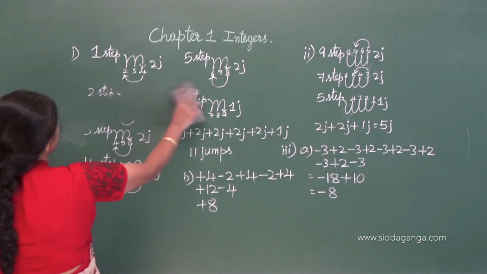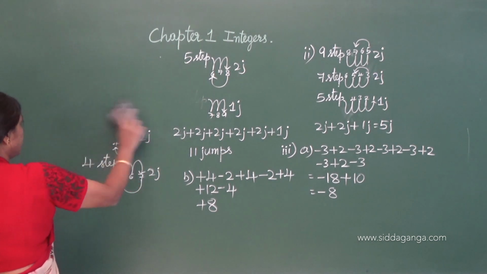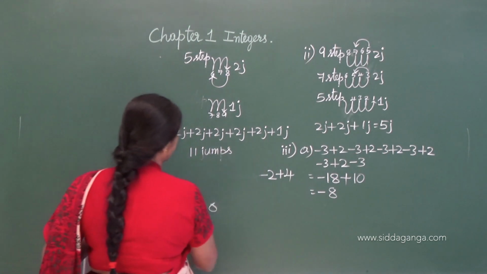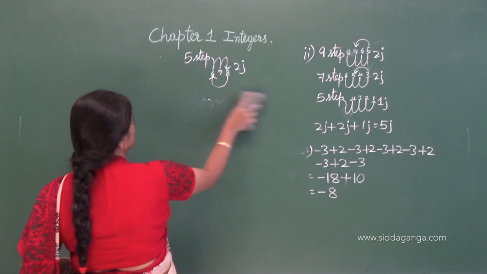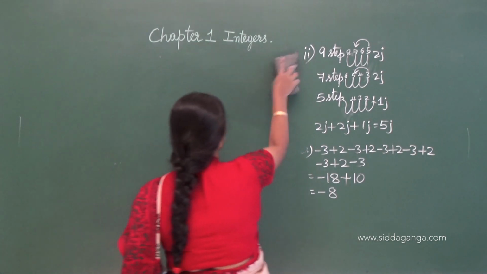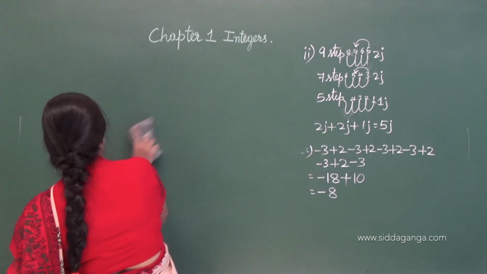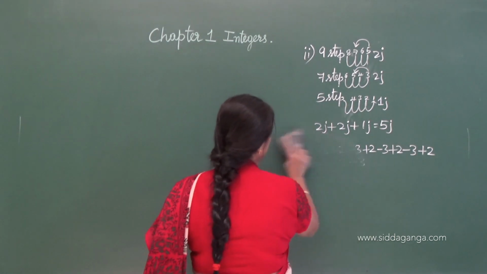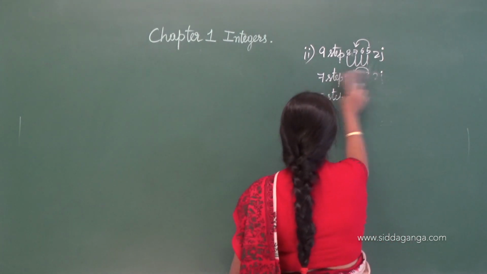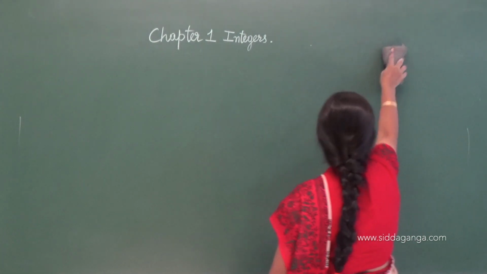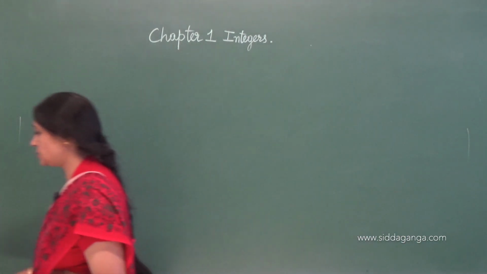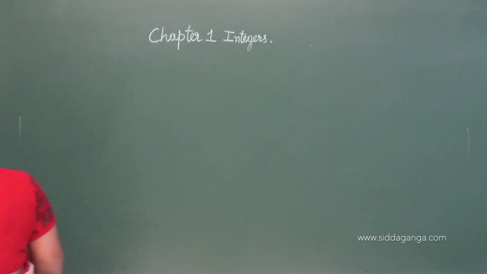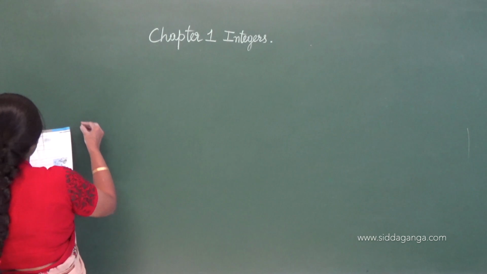Okay, so let's move to the properties of integers. Here we have 4 properties. In that, the first property is the closure property. Here we have to take only integers to check the property.